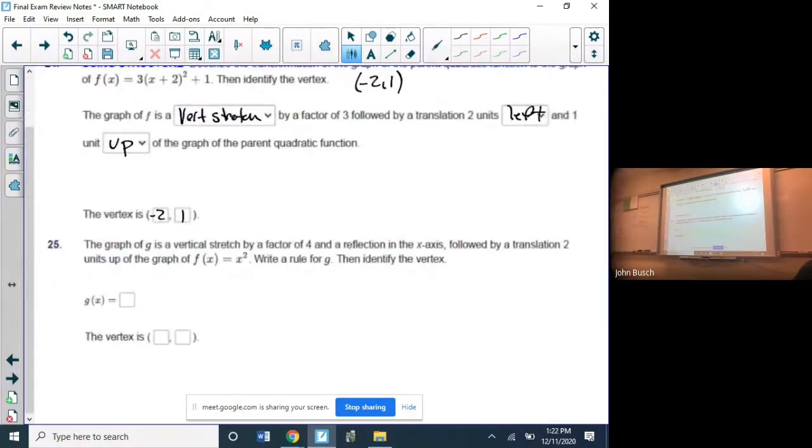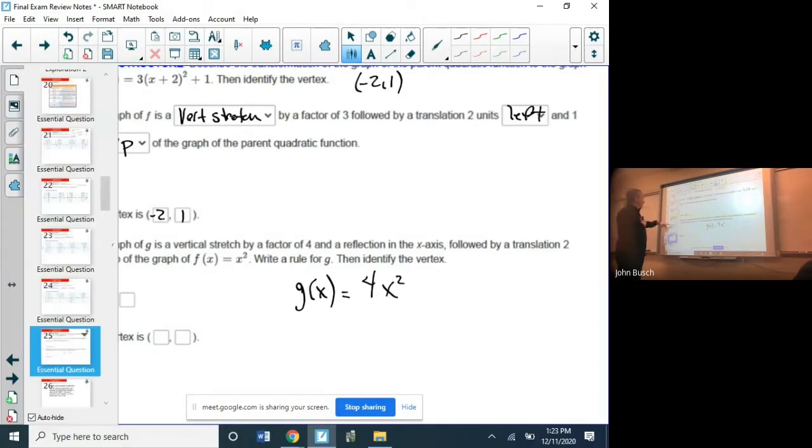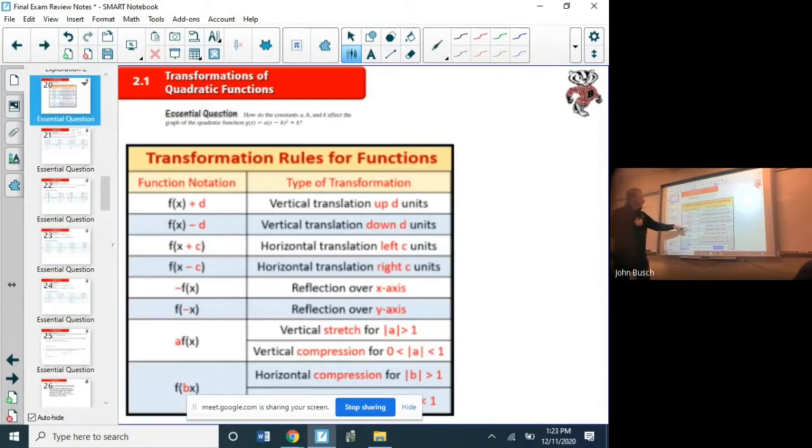The graph of G is a vertical stretch by a factor of 4. Oh, so we have to rewrite this. And a reflection over the x-axis followed by a translation up 2 units. So there's a bunch of stuff we have to do. So we have the new function. Vertical stretch by a factor of 4 just puts a 4 in front of the whole function, followed by a reflection in the x-axis. And remember, when there's a reflection across the x-axis, that's just a -1 multiplier in front of the whole thing. So it'll be negative 4x squared.